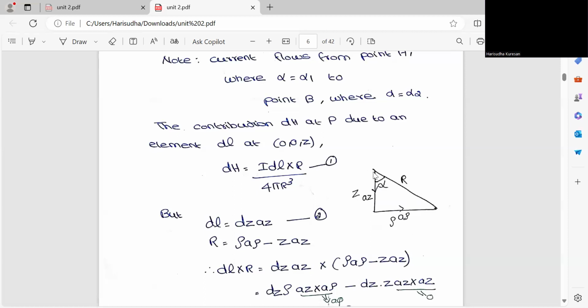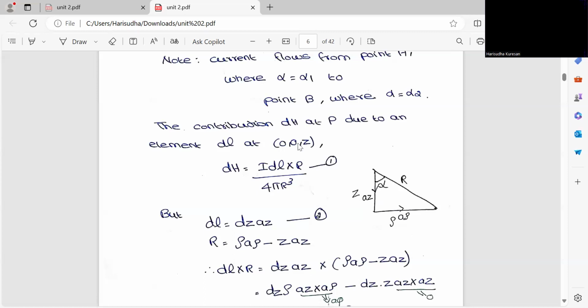So what is dl? dl lies in the z-axis only. In the z-axis we have taken a small differential length, that only we have represented as dl. So dl is nothing but dz into az. Because it lies in the z-axis, we can write dl is equal to dz az. Now what is r? You need to find this r. So how can you find this r? This minus this will give you the answer for r. So I can write rho a rho unit vector minus z az unit vector.